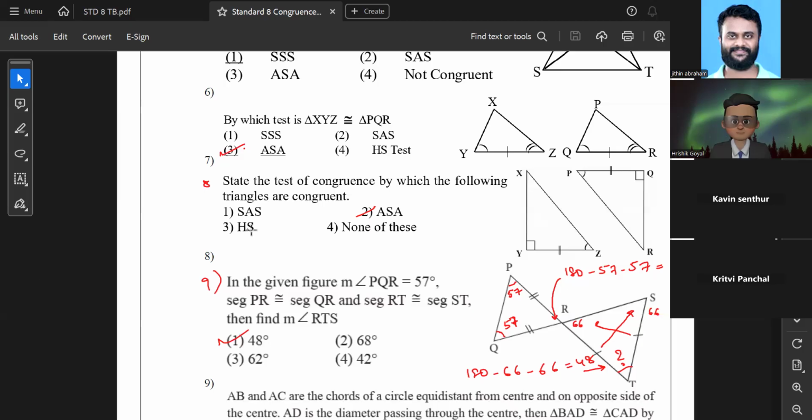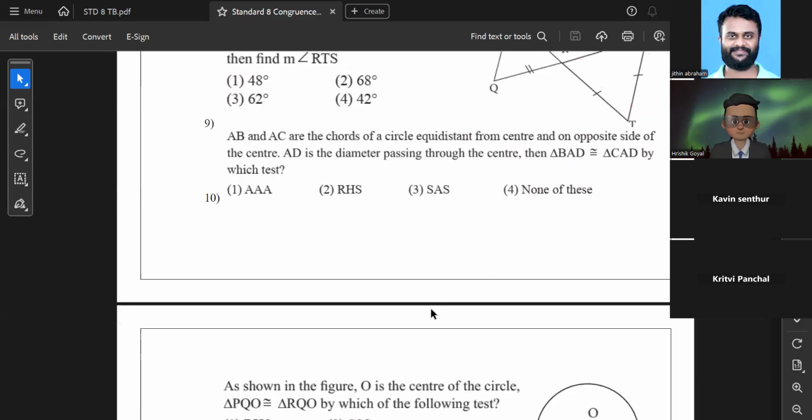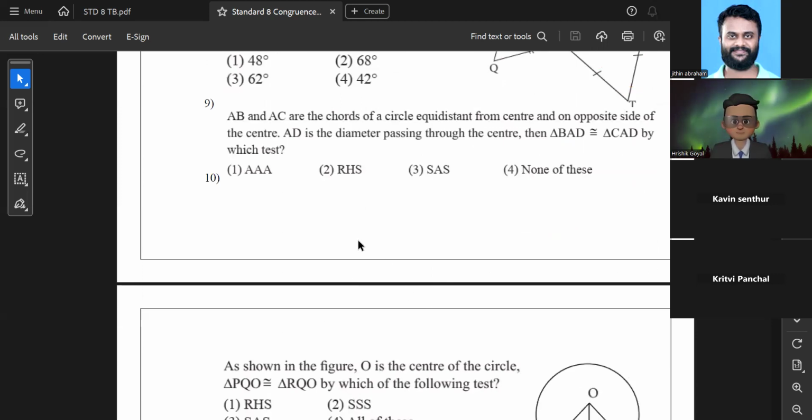Okay, proceeding further. 10th one. AB and AC are chords of a circle equidistant from the center on the opposite side of the center. AD is the diameter passing through the center. Then triangle BAD is congruent to CAD by which test? Okay, now let's draw whatever they are saying.